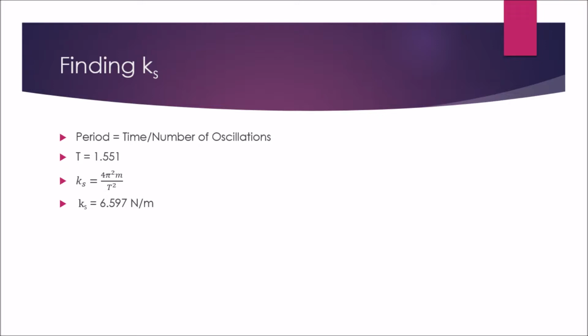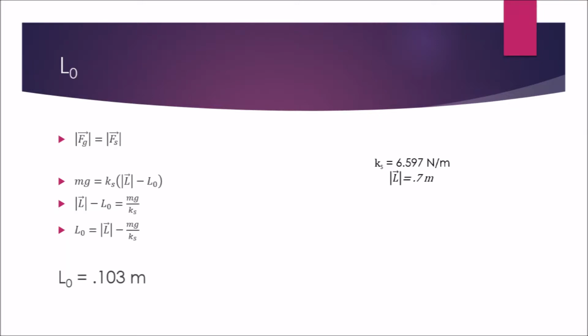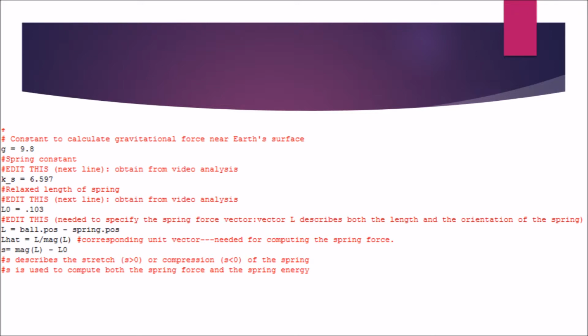6.597 newtons per meter. Using our spring stiffness, we were able to find the relaxed length of the spring. We did this by setting the force of gravity equal to the force of the spring and then rearranging the equation until we got the relaxed length of the spring. Our spring constant and relaxed length were then added to the Python code.